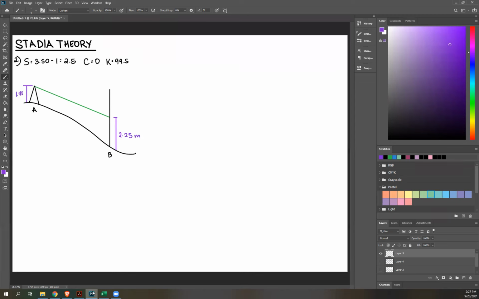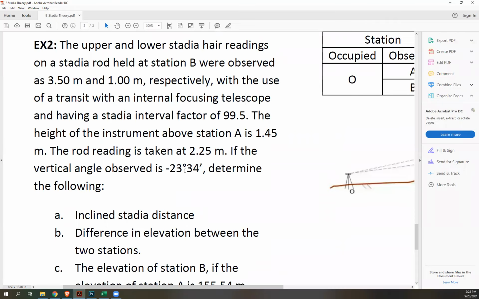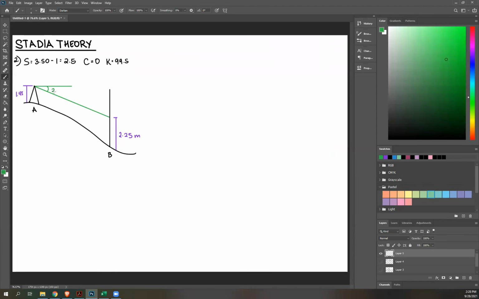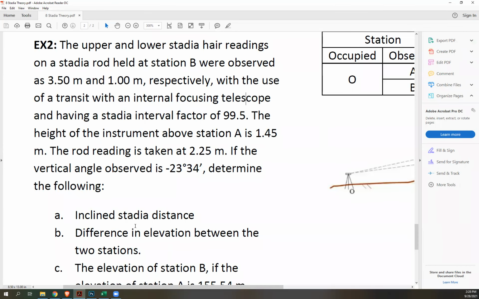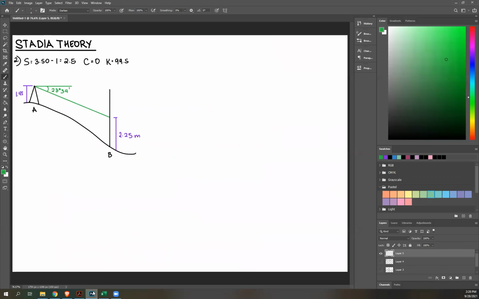Okay? That's what's given. And then let's include the angle as well. The angle is taken from the horizontal. This is your 23°34'. Again, the negative just means it's inclined downward. Okay, so that's all the given. The question first is inclined stadia distance. Inclined stadia distance is this. So you're looking for this D.